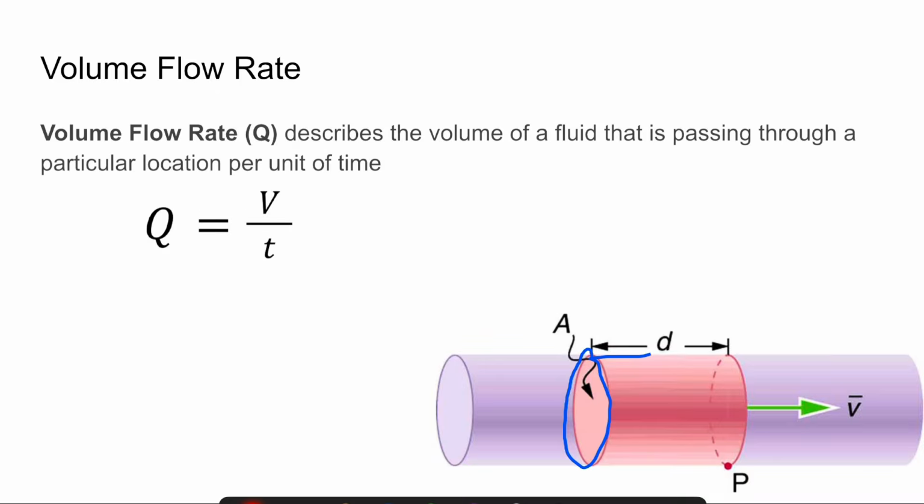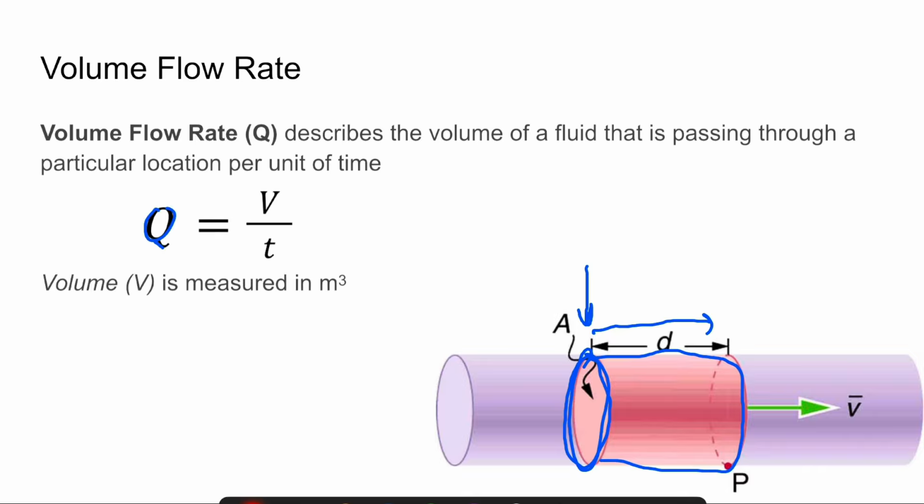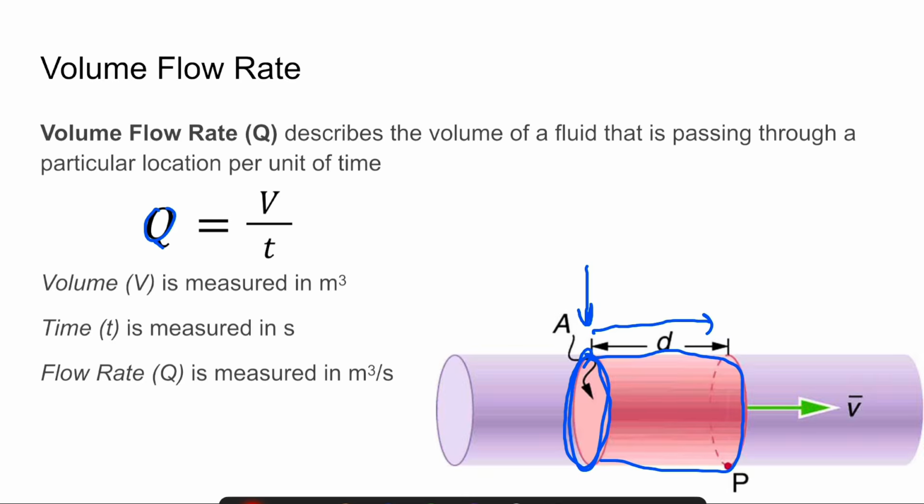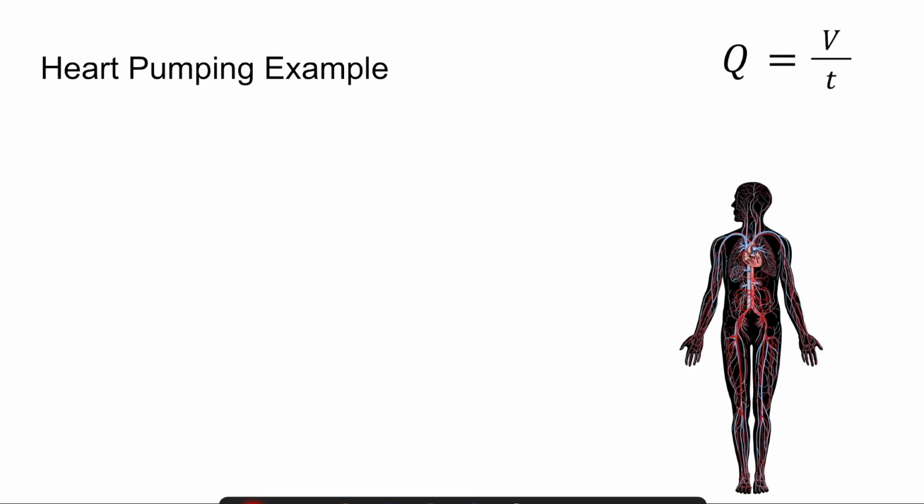So if we think about this volume of fluid represented by the cylinder, it's going to be moving through space. And if we look at any point, for instance, right here, over some amount of time, there's going to be some length of fluid within this cross-sectional area that passes through it. And so that volume per unit time is what we call our flow rate, or Q. Volume in this case is measured in meters cubed, our standard units here for volume. Time is measured in seconds, and then flow rate would be measured in meters cubed per second.